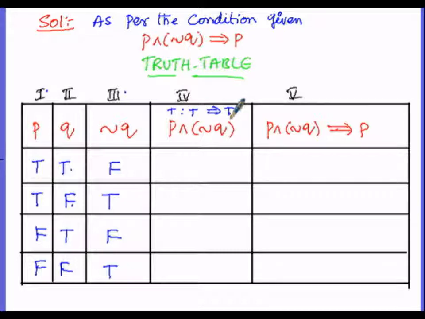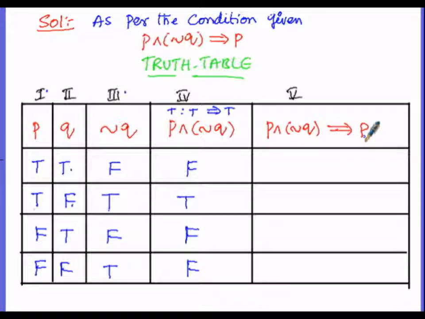So here in the first case, columns 1 and 3, T and T is not possible. In the second row it is there, so here T and T, therefore we will get the conjunction as T. Whereas F and F is not possible, F and T is not possible. Only in case of T and T, P must be true and the negation Q must be true. So P is true and the negation Q is true, therefore it is true, and the remaining will be false. So overall we have to find out P and negation Q implies P.